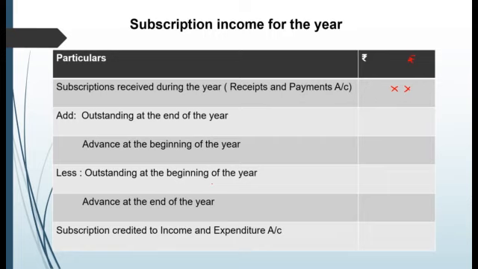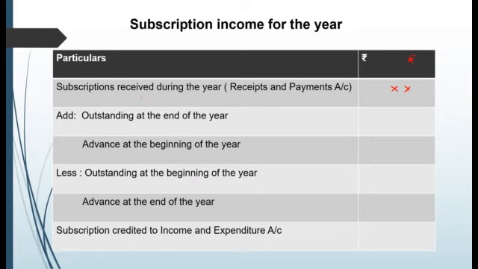But you should not include it in the income of the current year because it was a membership fee of the members for the membership they held in the previous year, not for the current year. So that has to be removed from this amount, as it is included in the amount received during the year.